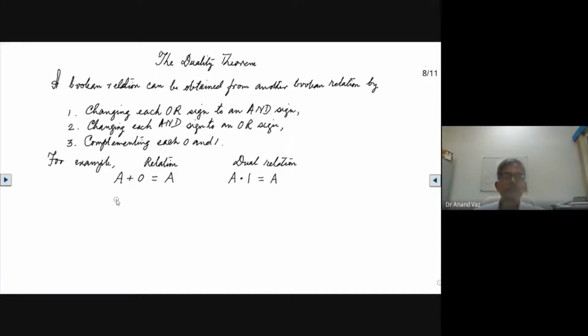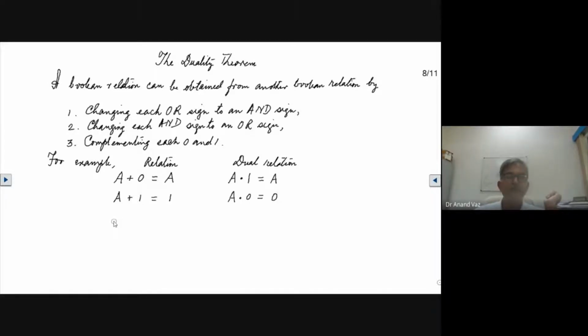Let's take another one. We know A or 1 is equal to 1. And if you apply the duality theorem, you'll get A, replace OR with AND, replace 1 with 0. So here also 1 gets replaced with 0, and you have the second dual relation. This dual relation is just the dual of this relation.